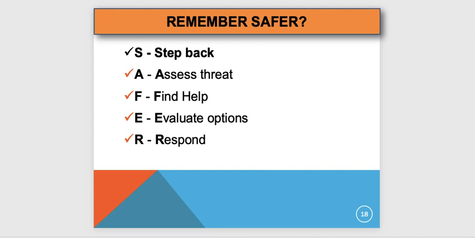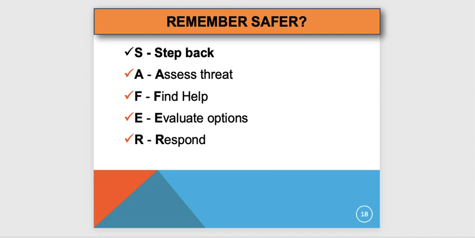So, in order to deal with this aggression, we've covered that aspect of it, but think of SAFER. This is a mnemonic that we use in the DOOR course, in the conflict management course. The first one is take a step back. Literally, do not go running in. What will happen if you go running in? Well, it's very, very simple. If you go running in, you'll potentially end up getting into a situation. Assess the threat, find help, evaluate options, and respond.